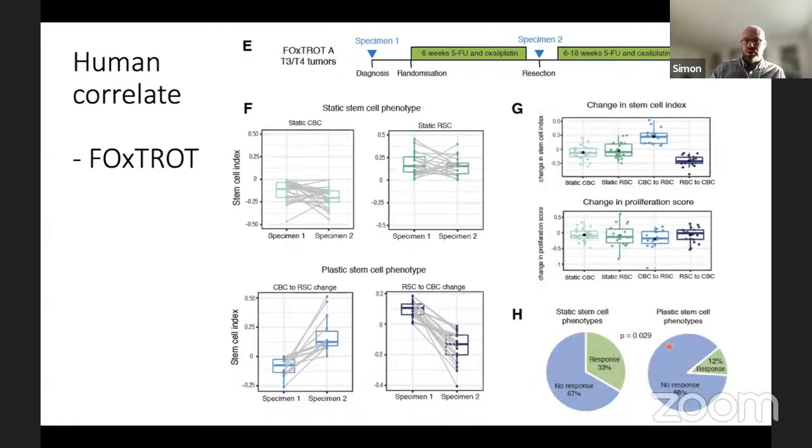And I'll really just point you towards these pie charts at the bottom that showed that the static stem cell phenotypes, the tumors that hadn't shifted, had a much better response to chemotherapy than the plastic stem cell phenotypes, where a large proportion of those had no histological response. So what we're seeing there is that if the tumor is capable of shifting its molecular phenotype in response to a selective pressure, then it's more likely to be resistant to the drugs that you give it. It's less likely to have an ongoing response to the chemotherapy. Therefore, the ability again of a tumor to adapt and respond to a selective pressure is associated with worse outcome for the patient.